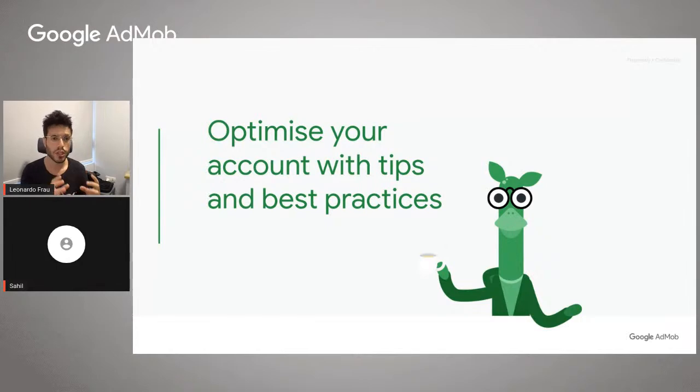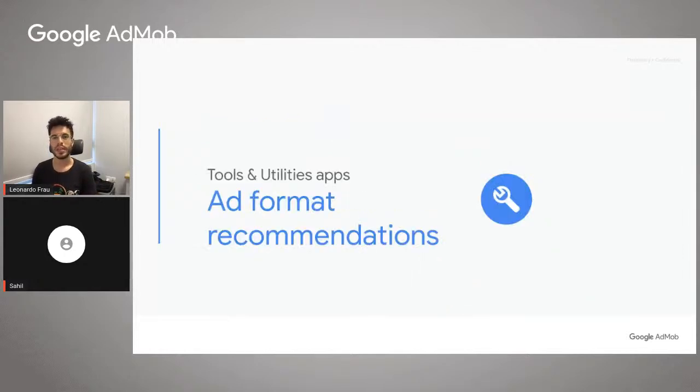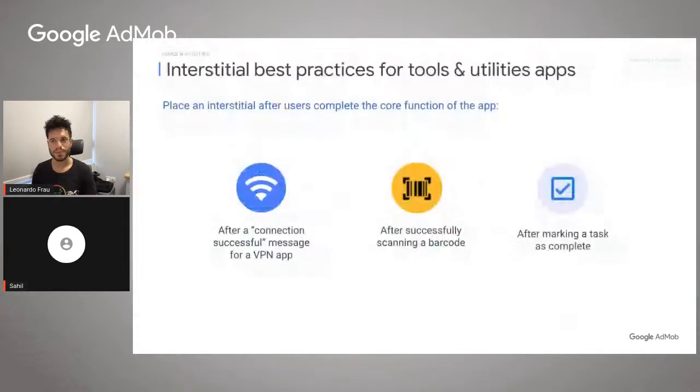Great. So now we saw the different ad types that you can pick in AdMob. And in this section, we will learn how to optimize your account with tips and best practices, specifically for certain types of apps. I picked two for this webinar. So let's start with ad format recommendations for tools and utility apps.